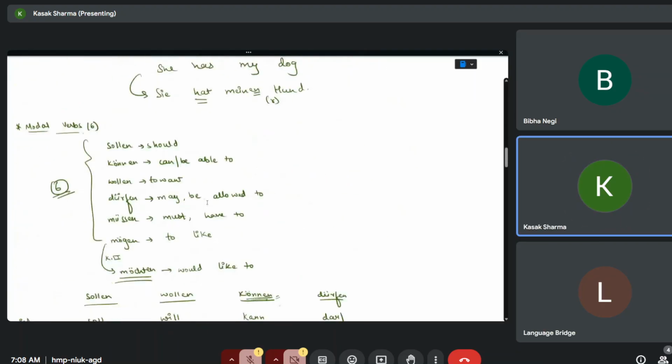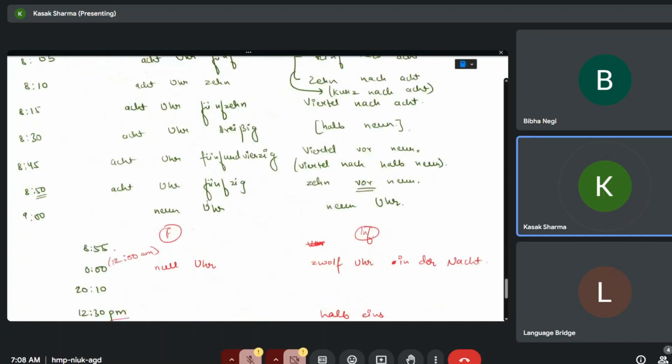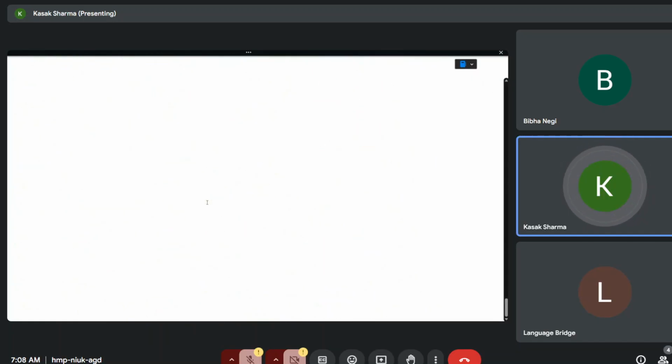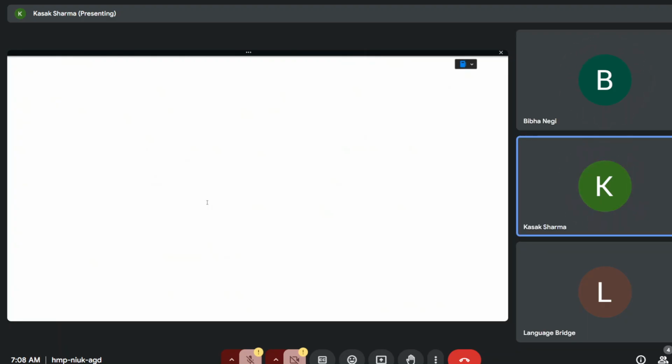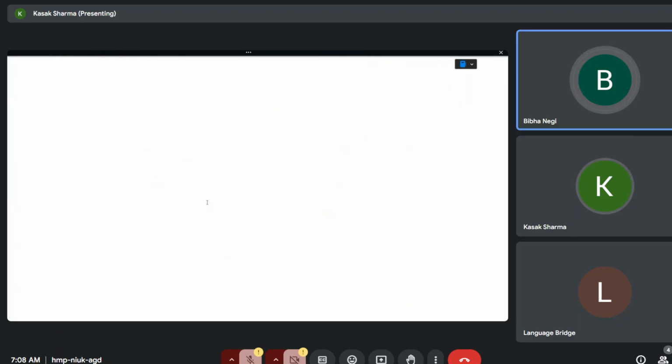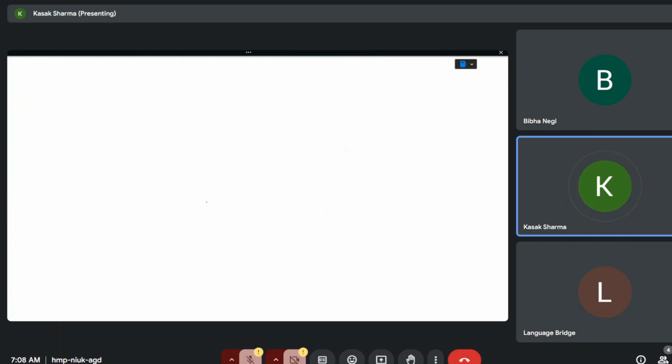Okay. So basically, if I talk about some accusative and dative sentences, are you aware of Wechsel verbs? Okay. So basically, in German, verbs are of three types. We have accusative verbs, we have dative verbs, and we have Wechsel verbs.